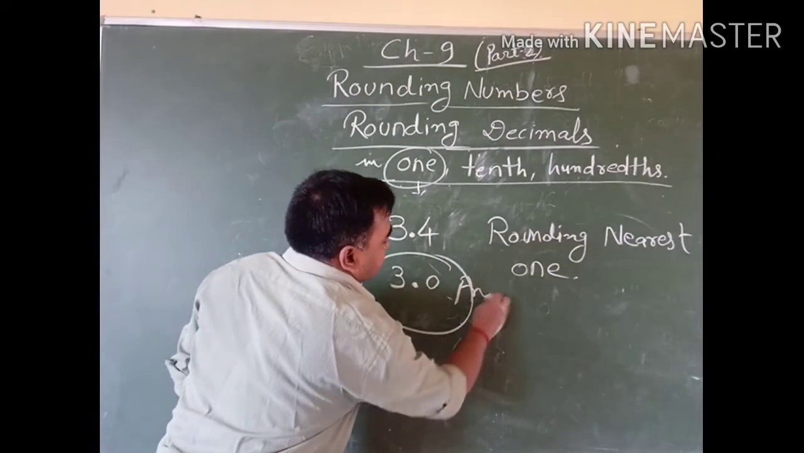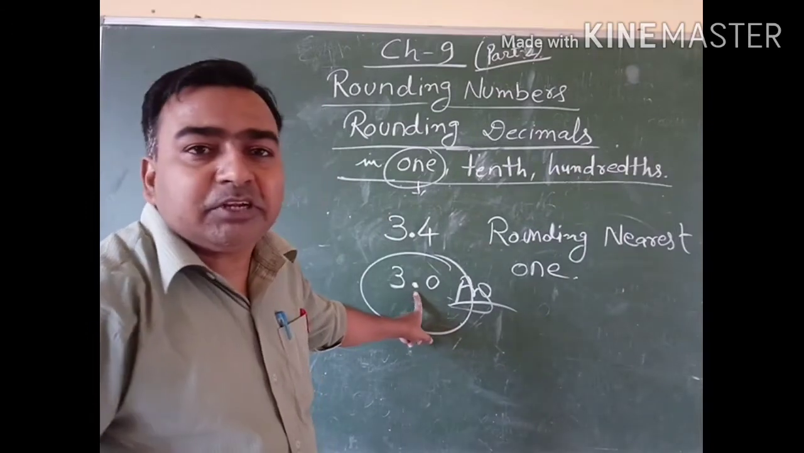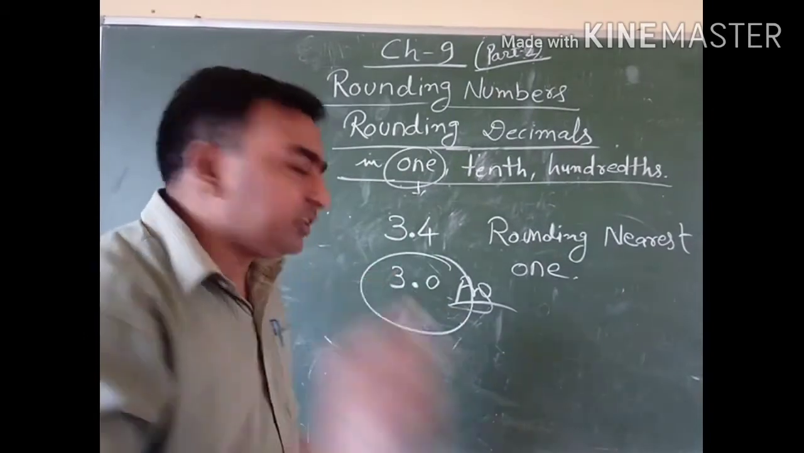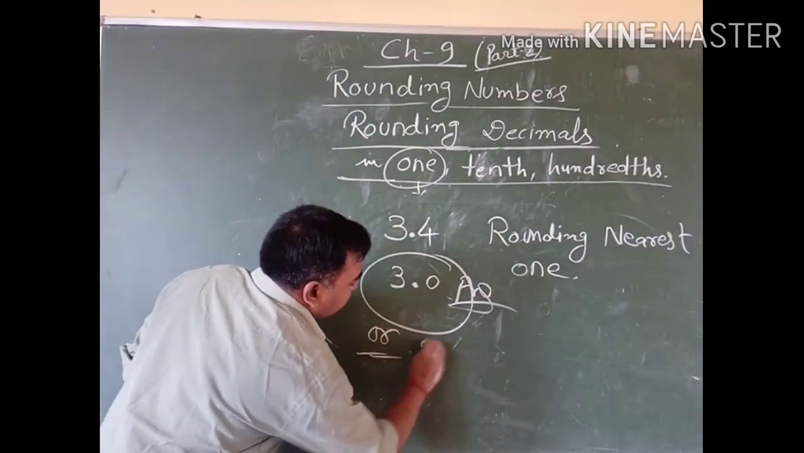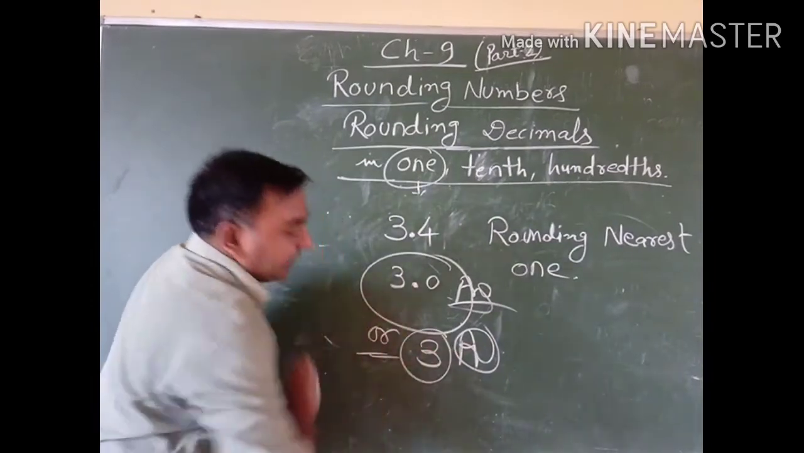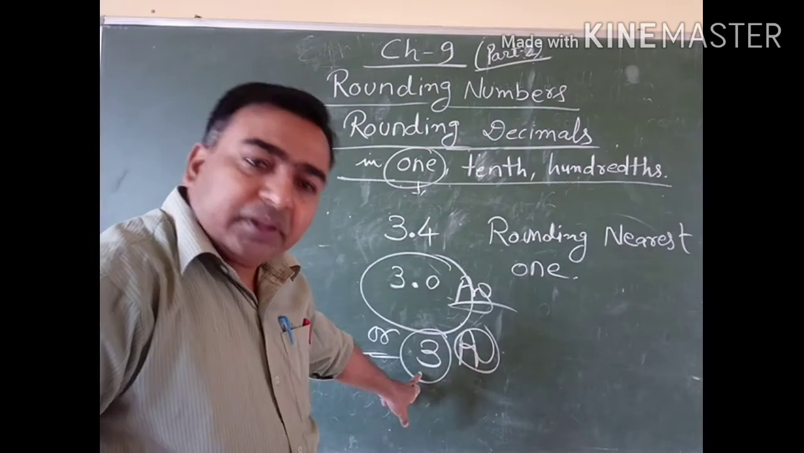But when the first decimal number is 0, we don't need to write the 0. 3.0, we will write only 3. Okay, so this is our answer. 3.4 to the nearest one is 3.